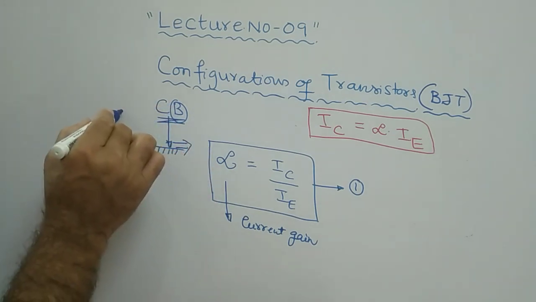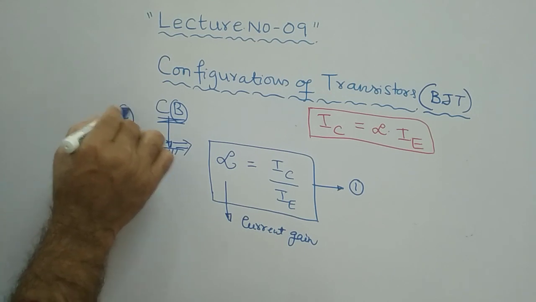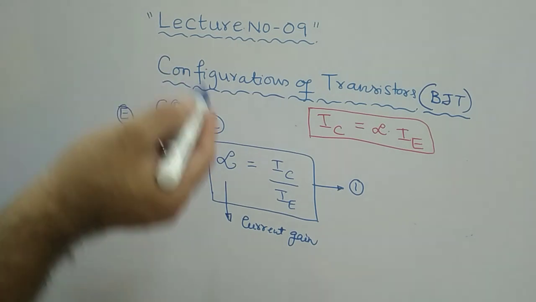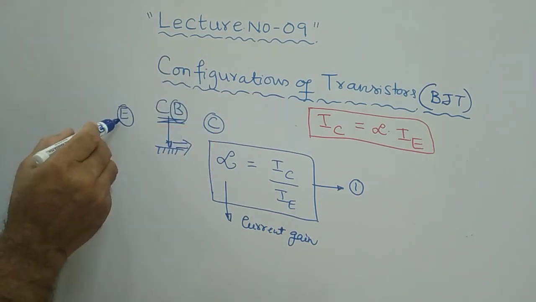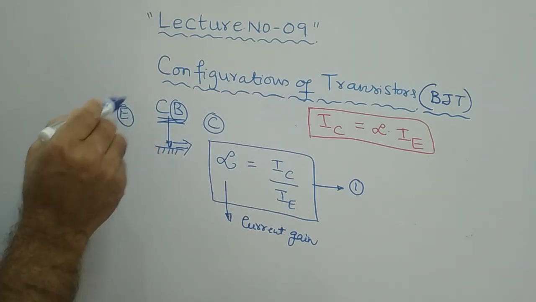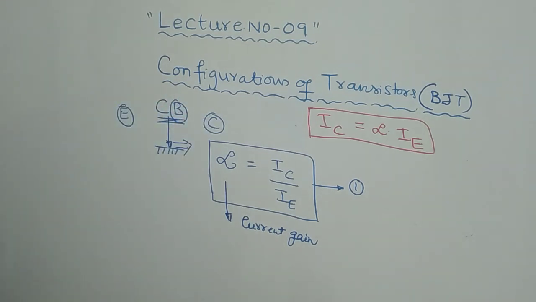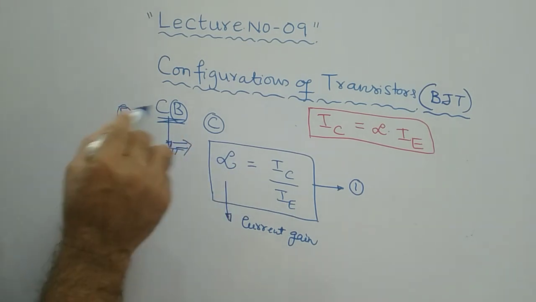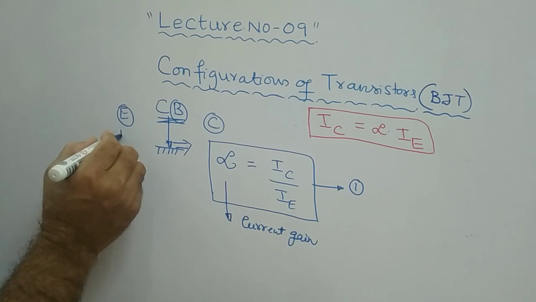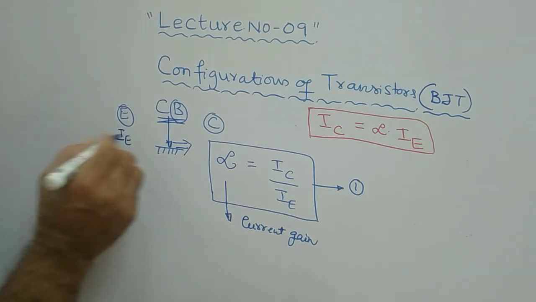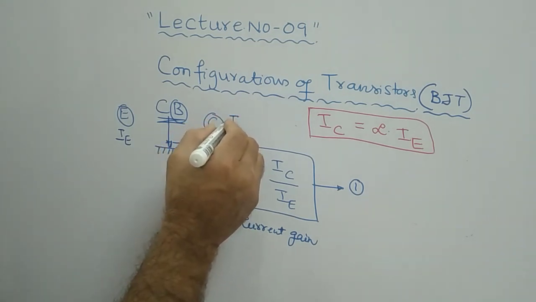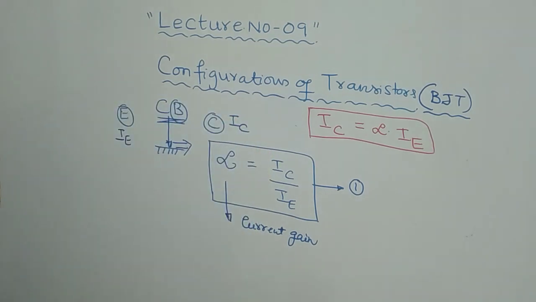Therefore, in this case, the emitter terminal will be considered as the input terminal, and the collector terminal C shall be considered as the output terminal. Emitter is input, collector is output. In CB, base is kept as common. If the emitter is taken as input, then the emitter current is the input current, and as C is the output terminal, the collector current IC can be taken as output current.